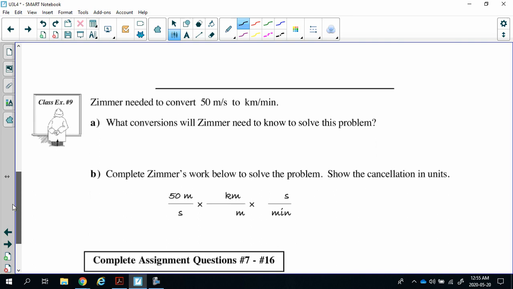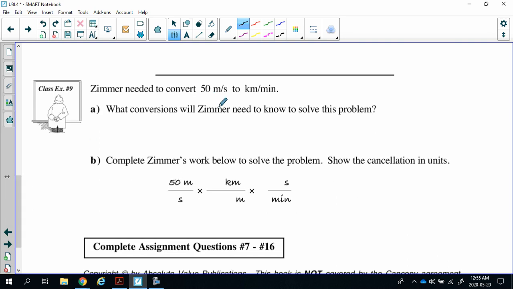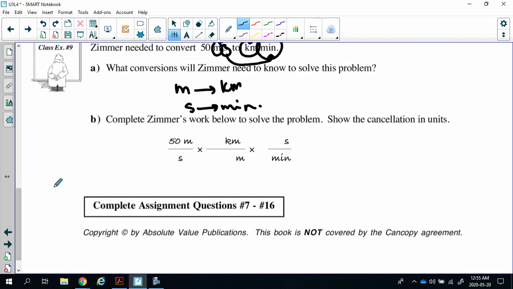The last example here is Zimmer needs to convert 50 meters per second to kilometers per minute. So what you're going to actually have to do here is convert your meters to kilometers and convert your seconds to minutes. So meter to kilometer and seconds to minutes. So they want us to complete the work to solve the problem and show the cancellation units.